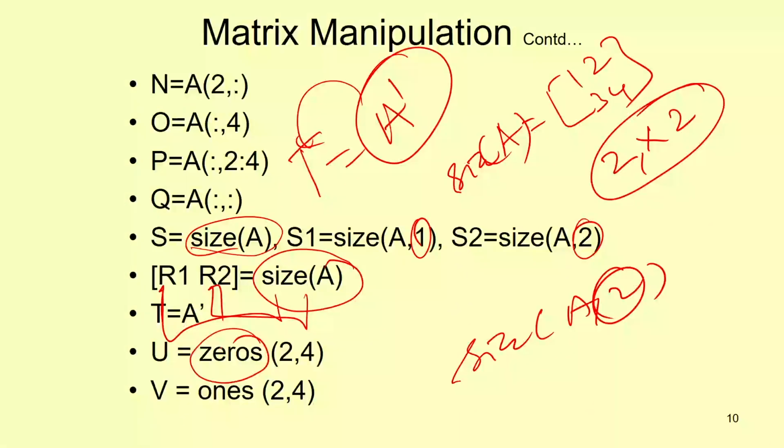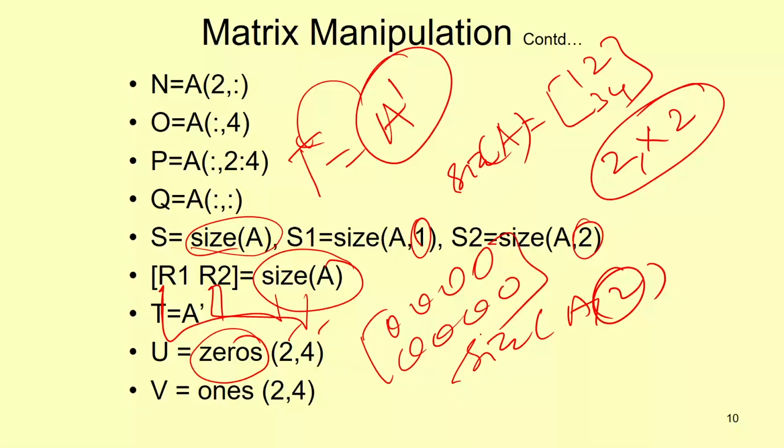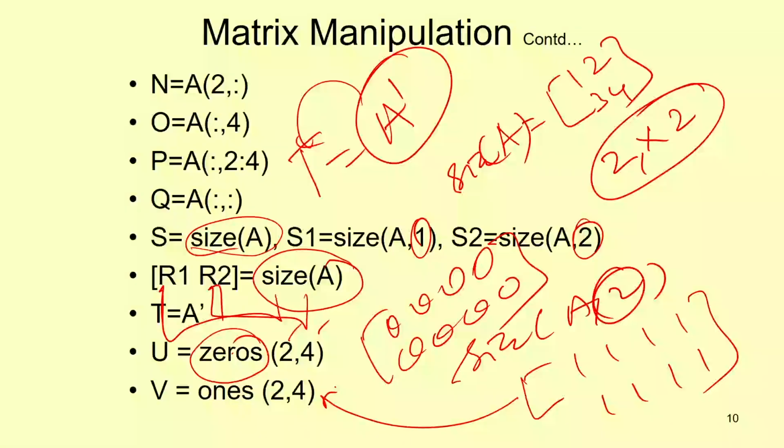Let me go to the next command, zeros. If I want to create a matrix of size 2 comma 4 and all the values of this matrix are filled with only zeros, then you can use the command zeros. What if I want only ones in all the places? Then you need to use this command, ones of 2 comma 4. These are some widely used and common matrix related commands. That will be very useful for matrix manipulation.